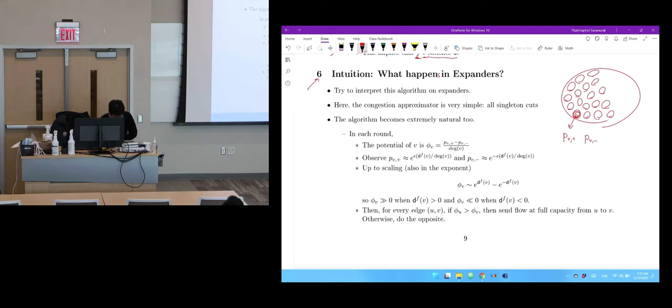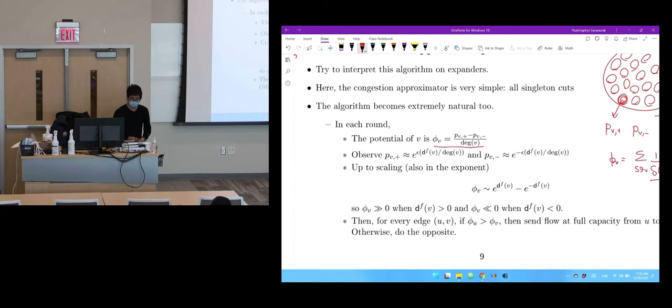But the cut is just one node now. And then we used to say that the potential of every node is this thing: you look at all the cuts that contain it and sum this thing up. But now there exists only one cut that contains it, so the potential is just like this. And now comes the important observation. I claim that the weight here is going to look like this thing.